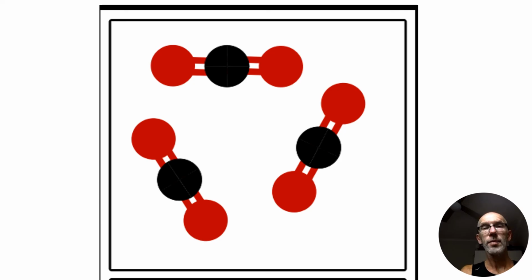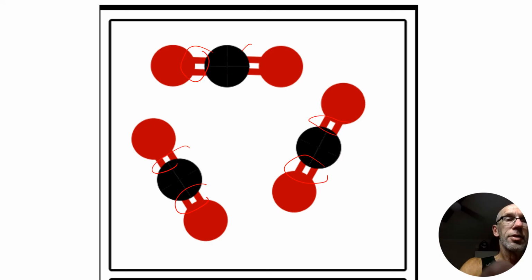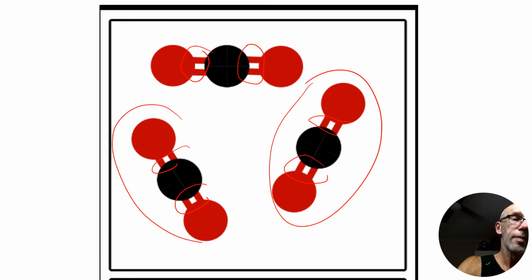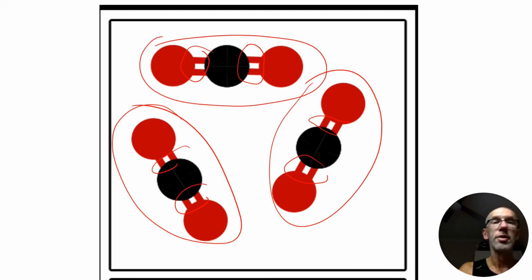Final one, element, compound, or mixture. Again, working with the criteria, we've got the chemical bonding here for all 3 molecules. So therefore, we can eliminate a mixture. And we've got 2 or more, 2 to be precise, different elements in each molecule. So we've got another compound here.